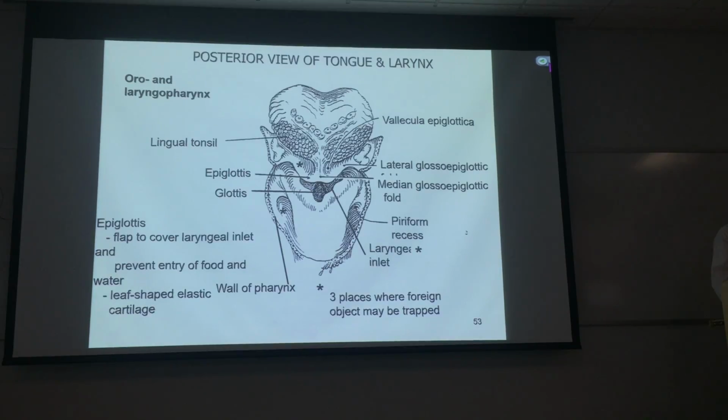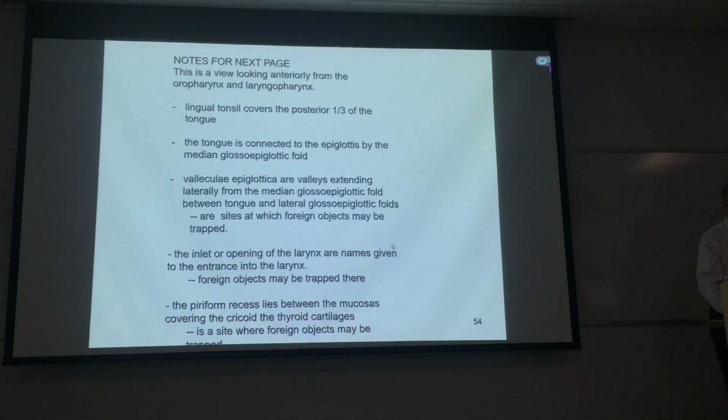On the slide before it, your notes probably list all of this. I'm just saying, if he's asterisked these things, you'd better know them. So this is the slide. It says the vallecula epiglottica, laryngeal inlet, and the piriform recesses are those three spots. So make sure you know about those three, where foreign objects might be trapped.